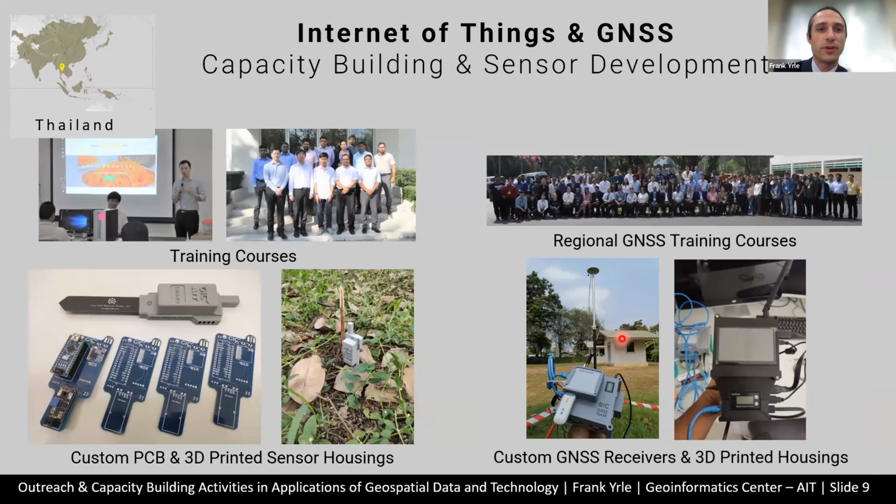And then almost to the end. So here I want to mention Internet of Things and GNSS. We've had IoT trainings here at GIC, and also we are developing our own sensors. Here you can see some custom PCBs that we've designed and had made. And also we are making custom 3D printed bodies for these sensors too. Here we're seeing some sensors that we would use for agriculture.